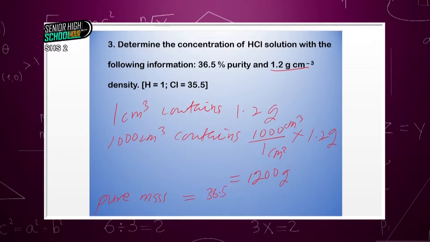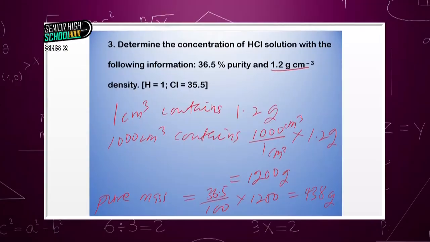So 36.5 on 100 times 1200. So what will it be? 36.5 divided by 100 times 1200, so 438 grams. You see that there is a difference? Yes. So the pure mass of HCl is 438 grams. The mass of HCl and the mass of the impurities give us 1200. So we can find the mass of the impurities, right? Take the 438 from 1200. So 762 grams is for the impurities you get.